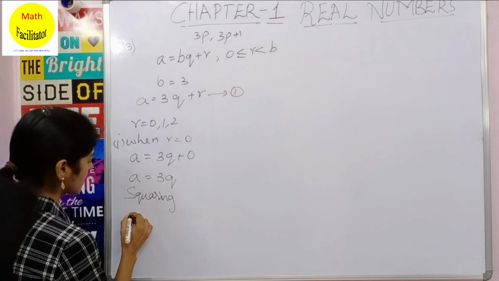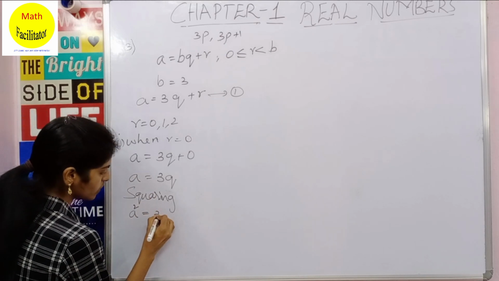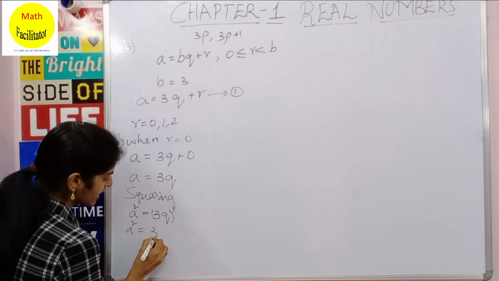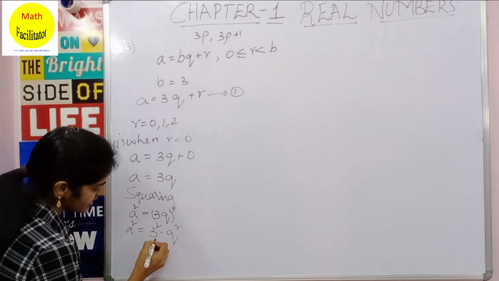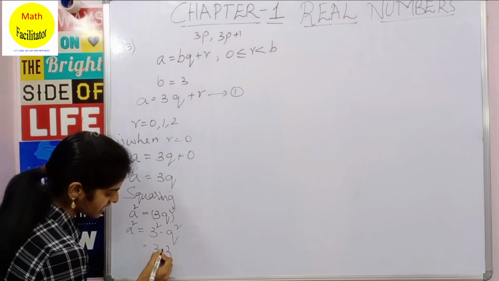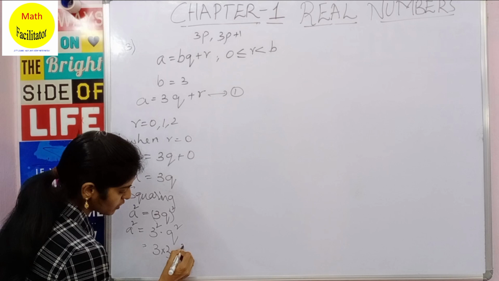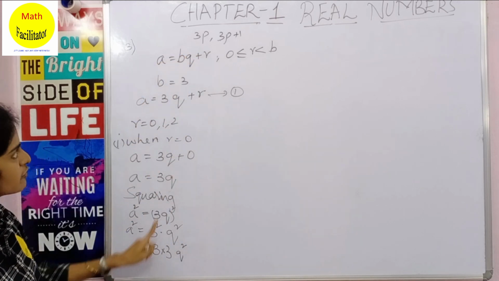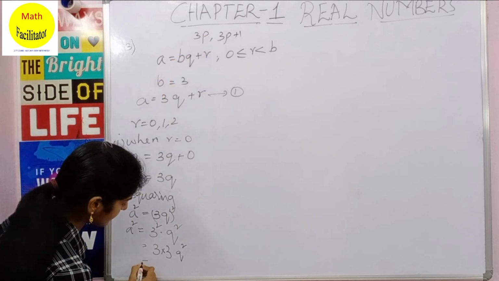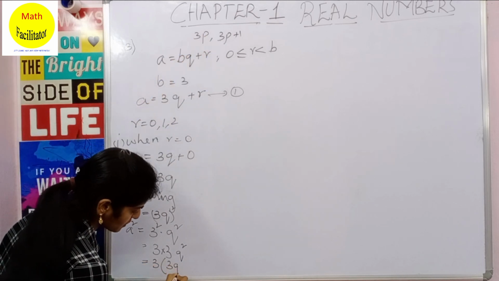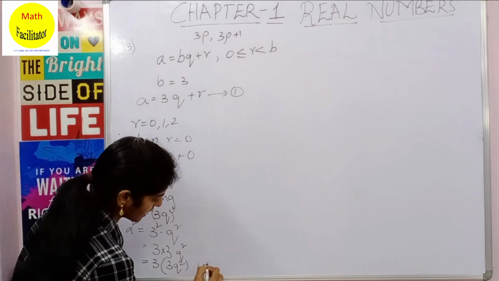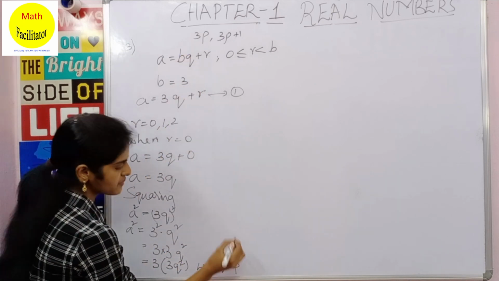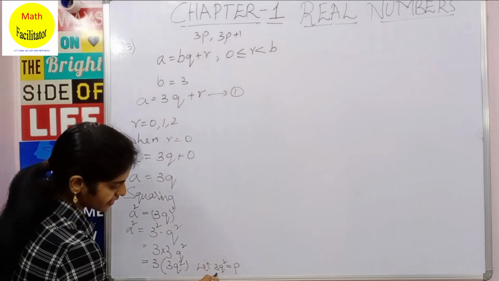Clear? So now squaring this, a square is equal to 3q whole square. So a square is equal to 3 square into q square. 3 square is nothing but 3 into 3 into q square. Now I want to take 3 as common. Why? Because I want to bring this in the form of 3p. So taking 3 as common, you are left with 3q square. Let 3q square be p. Since you have to prove it as 3p, now take this 3q square as p.